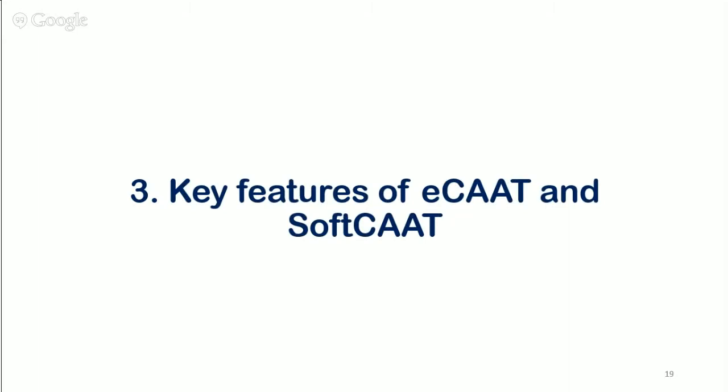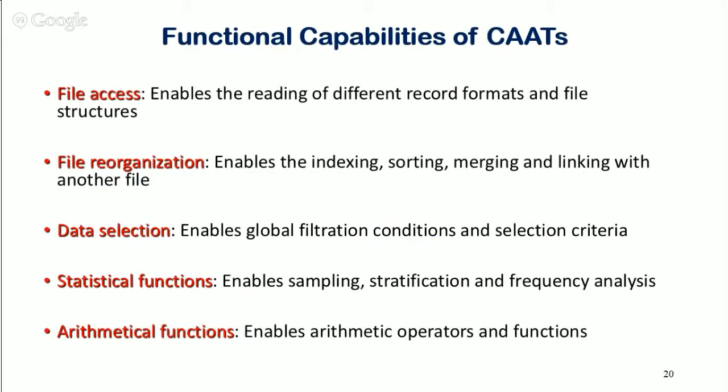Now let's look at some of the key features of eCAAT and SoftCAAT. Any CAAT software has certain capabilities, and these are the basic capabilities. One is the file access, which enables the software to read the data from different record formats and file structures, which means you should be able to import the data into the audit software, especially if it's a general audit software. You can reorganize the data by indexing, sorting, or merging or linking with another file as required for the purpose of your audit. You can select the data by filtering and picking up the relevant information.